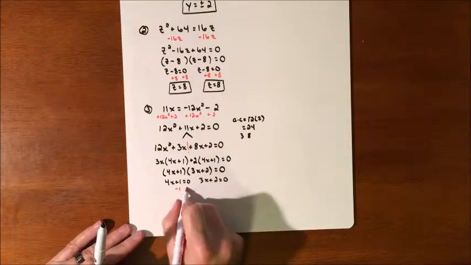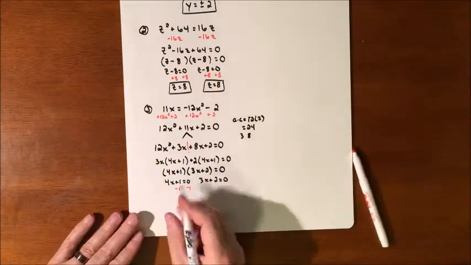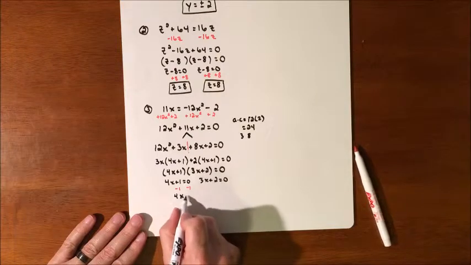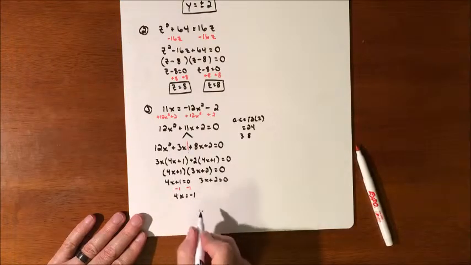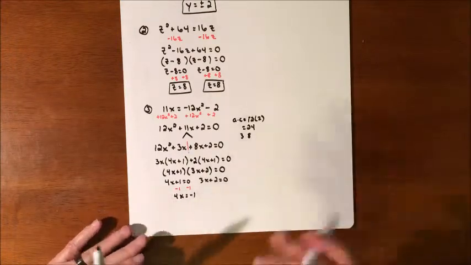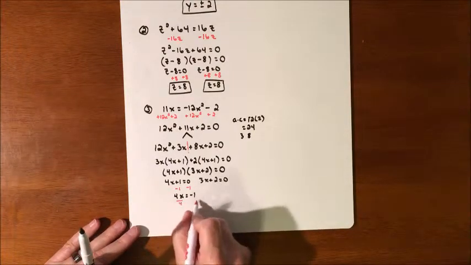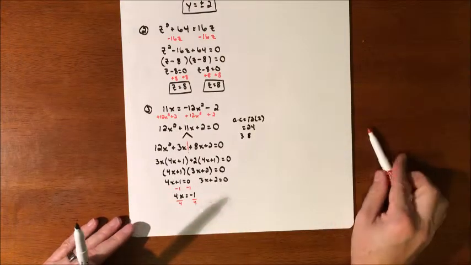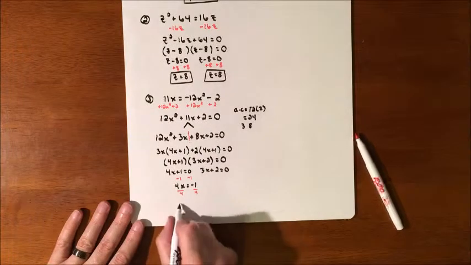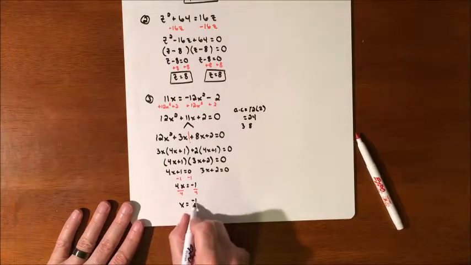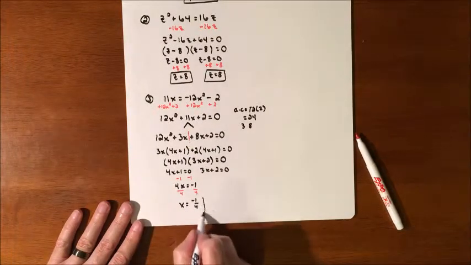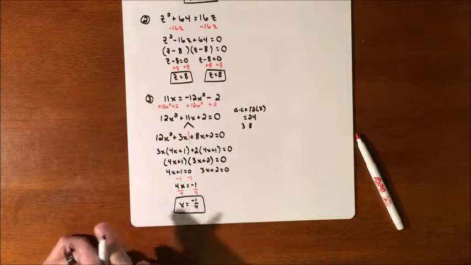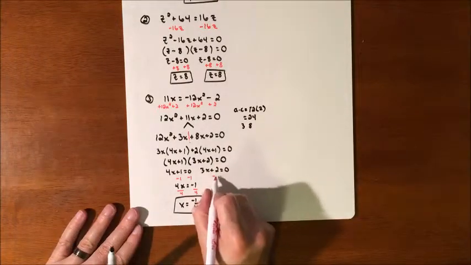So we'll subtract 1. That'll get us a 4x equals negative 1. And then we'll divide both sides by 4. So x is going to equal negative 1/4. So there's one answer. And we'll go back to do the other one.